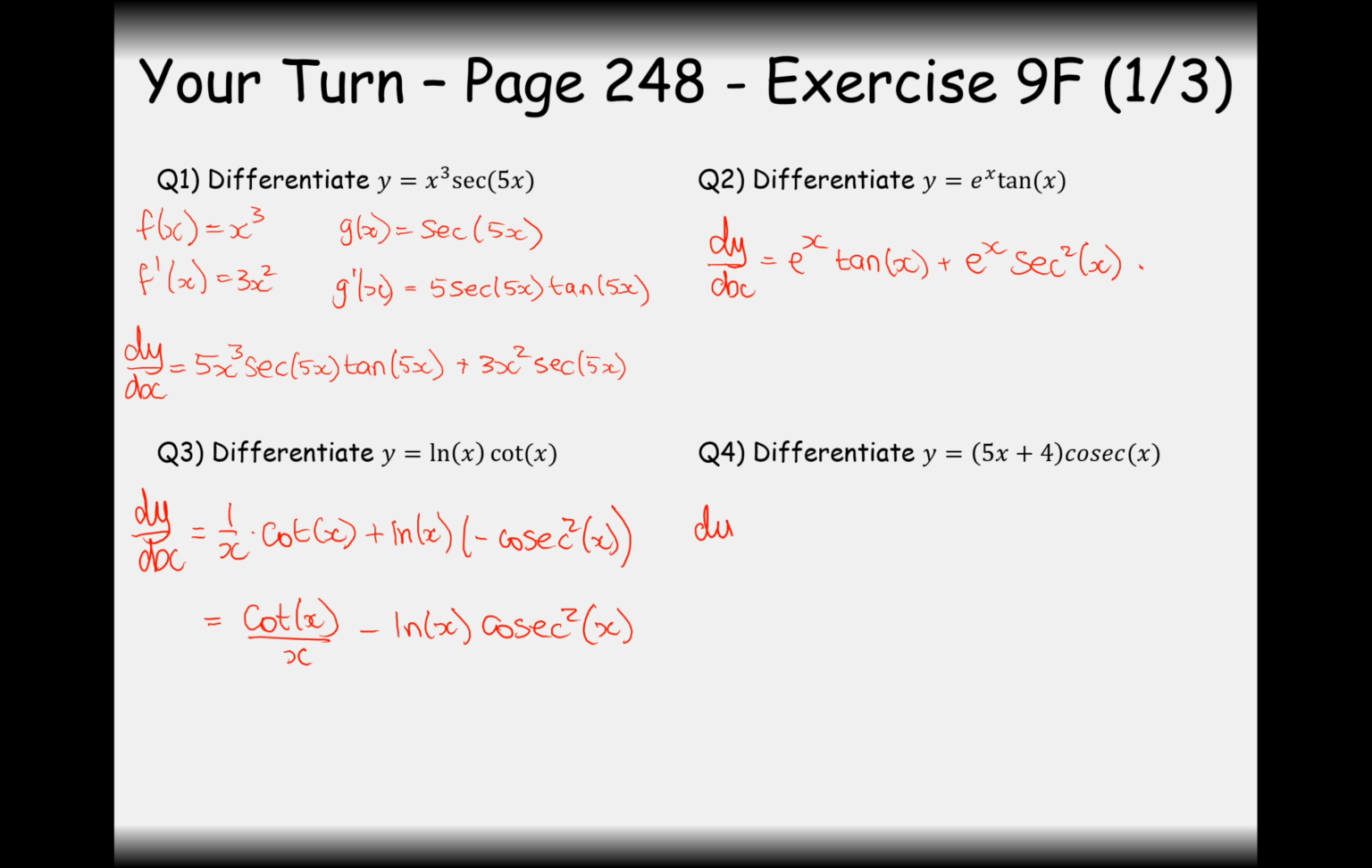The answer to question 4, differentiate the first part first, that's just 5, and leave the second part alone, so that's just going to stay as cosec x. And then for the second part of the answer, I need to add 5x plus 4, so keep the first bit the same, and differentiate the second bit, so it's going to be minus cosec cot. So I'll change that positive to a negative, and I'll make it cosec x cot x. Okay, so there we are. Those are the answers to these 4 questions here.